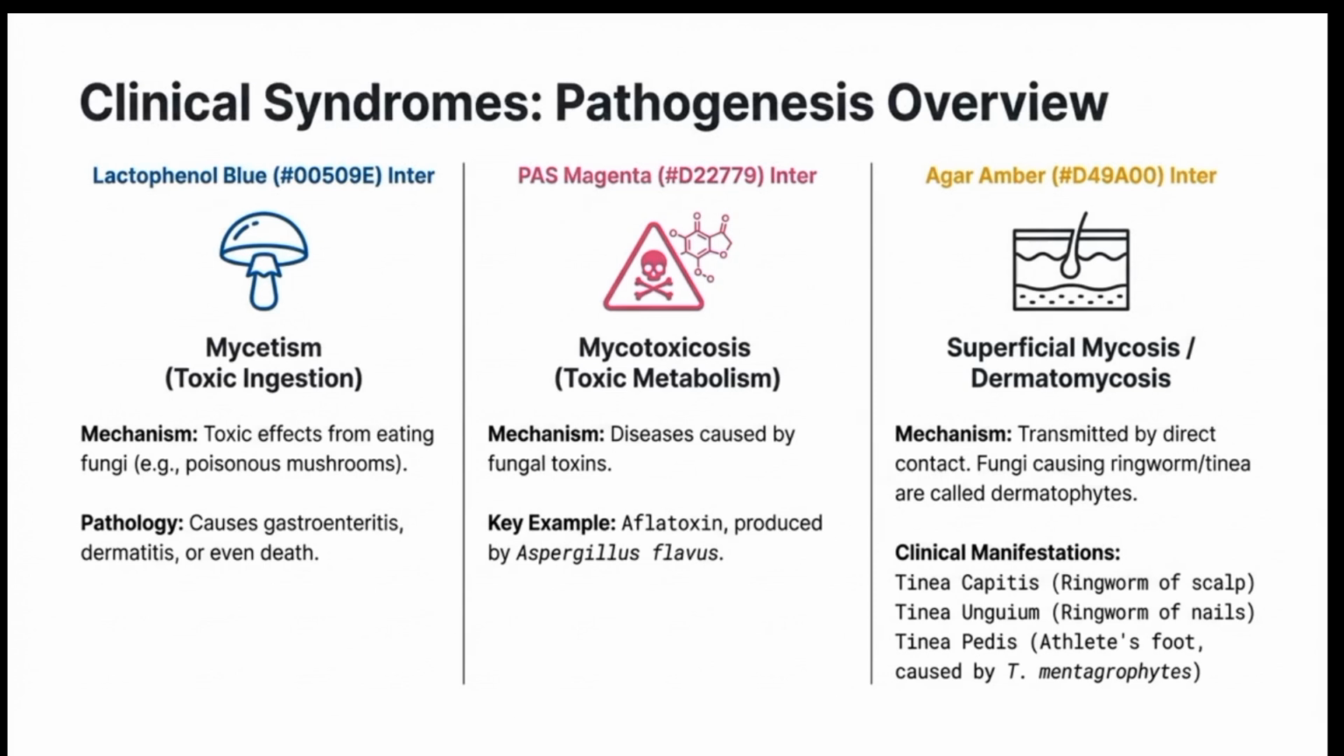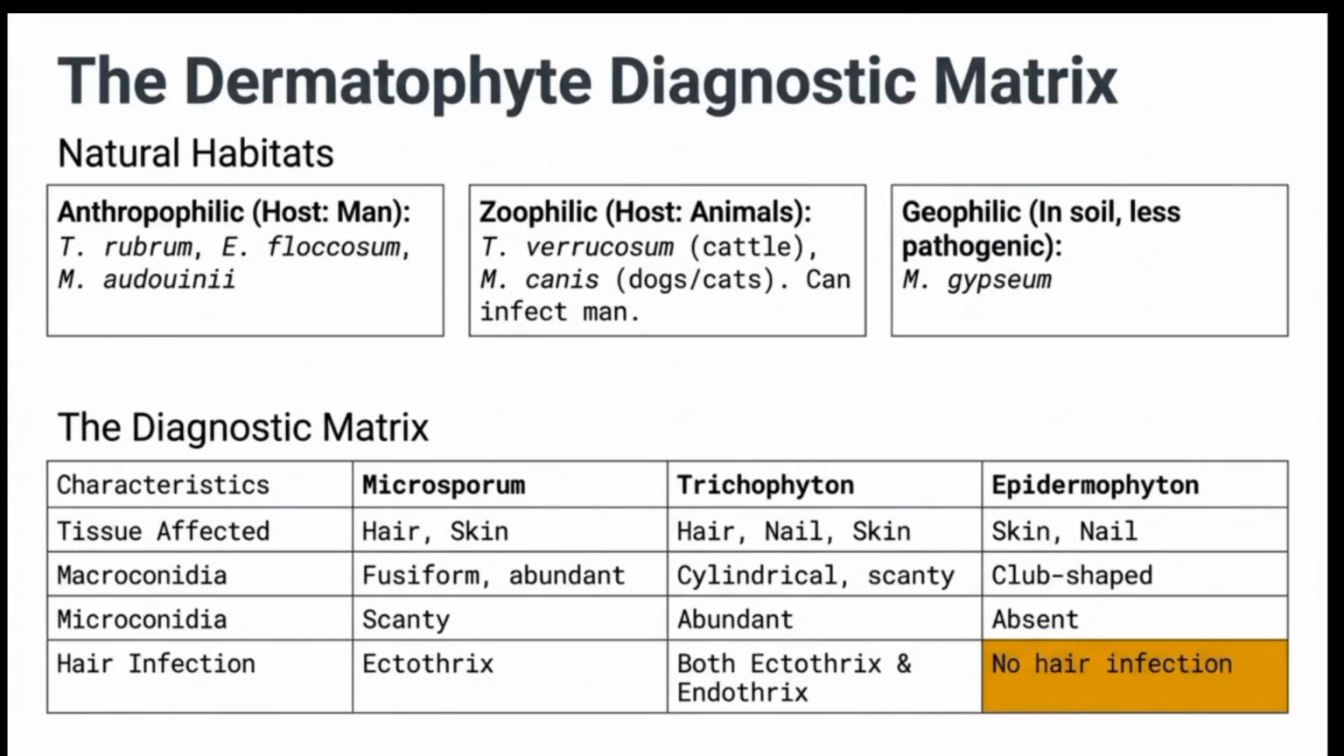What is truly remarkable about dermatophytes is how specialized they have become based on their evolutionary habitats. The clinical diagnostic matrix categorizes them perfectly. Yeah, the habitats are wild. They are anthropophilic, meaning they have evolved to specifically target human hosts. Or zoophilic, targeting animals but occasionally jumping to us. Or geophilic, meaning they live in the soil and are opportunistic, and their structural shape tells you their limitations.